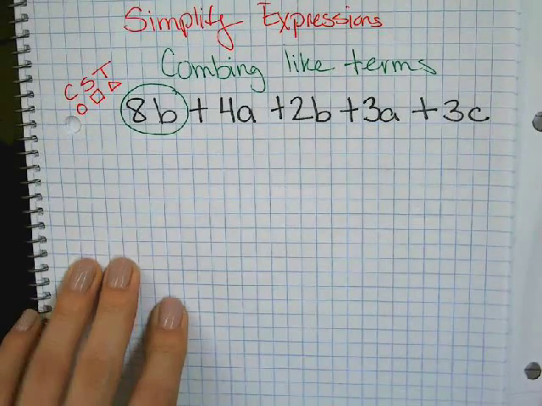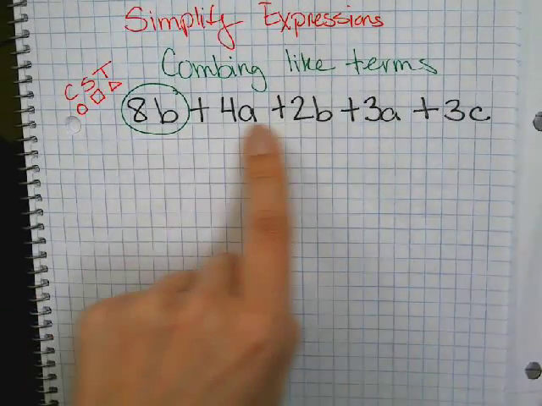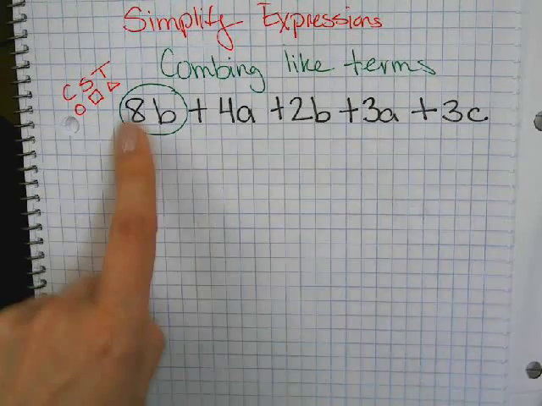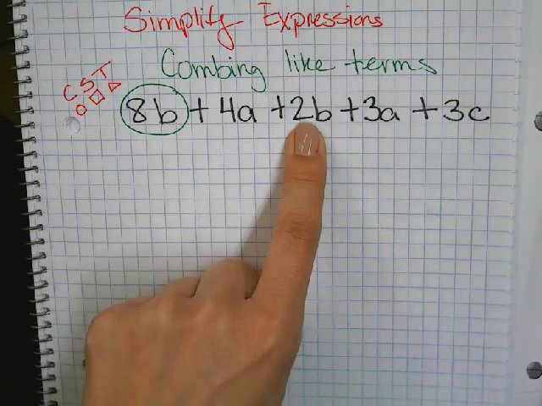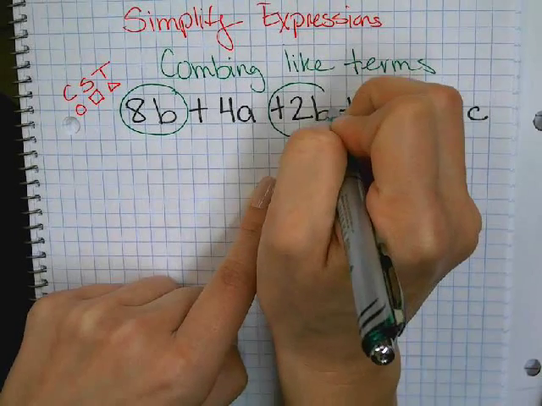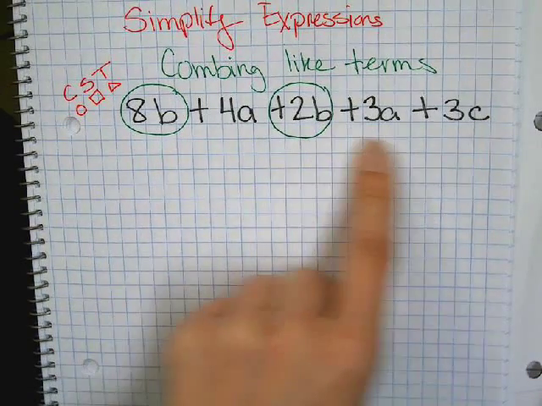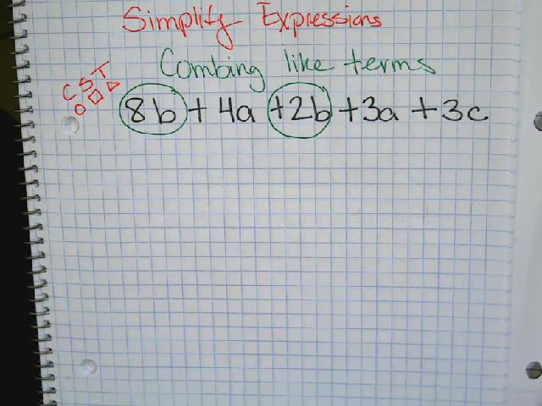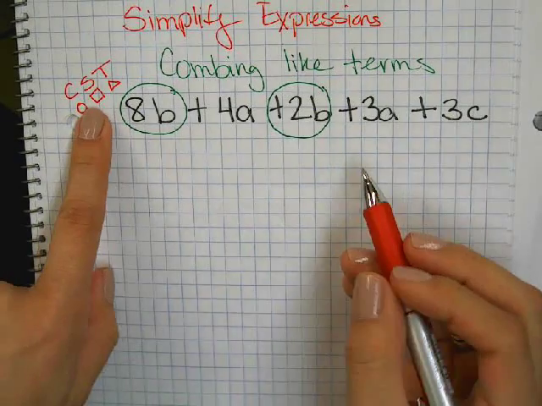So I'm going to circle the 8b. Now I'm going to circle everything that has a b. So, oh, that one, right? Has a b on it. So I'm going to circle it with the plus sign in front of it. Okay? Anything else have a b on it? Nope. Okay? Now I'm going to square the second one.